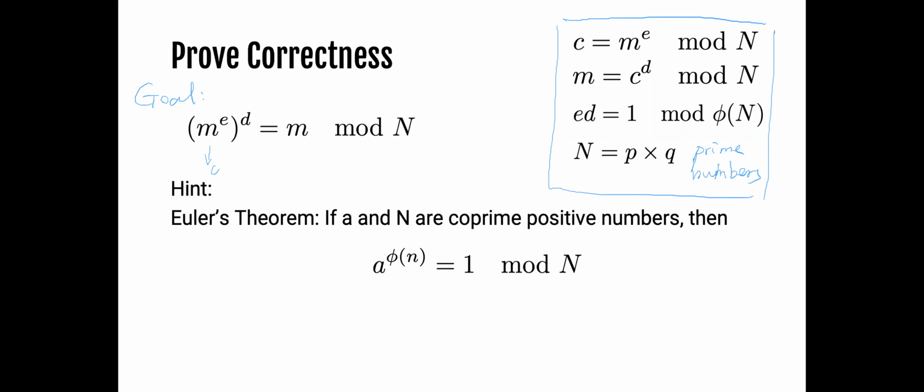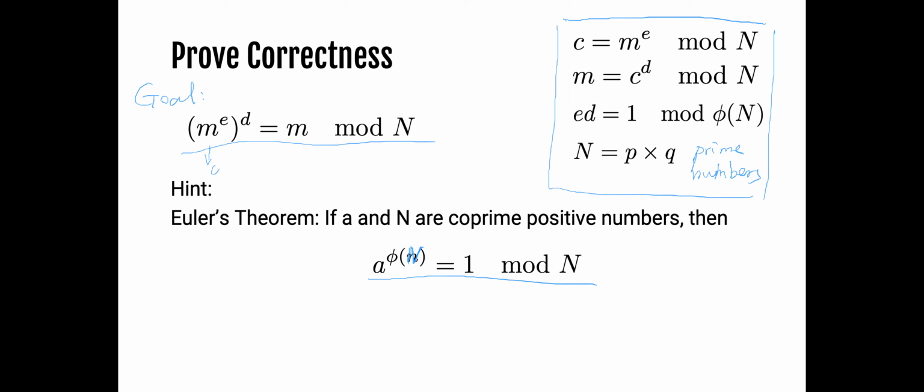And then another hint is that according to Euler's theorem, for any A and N, if they are co-prime, meaning that the greatest common divisor for N and A is 1, so there is no number greater than 1 that both A and N can be divided by, then A to the phi of N is equal to 1 modulo N. And you will need this to prove the correctness of the message.